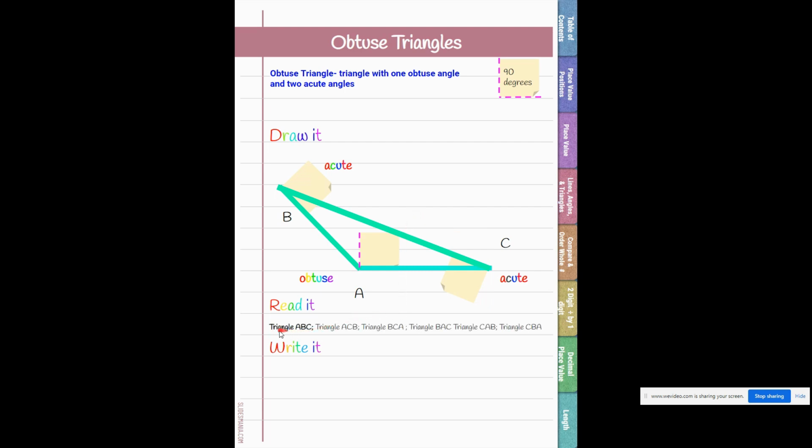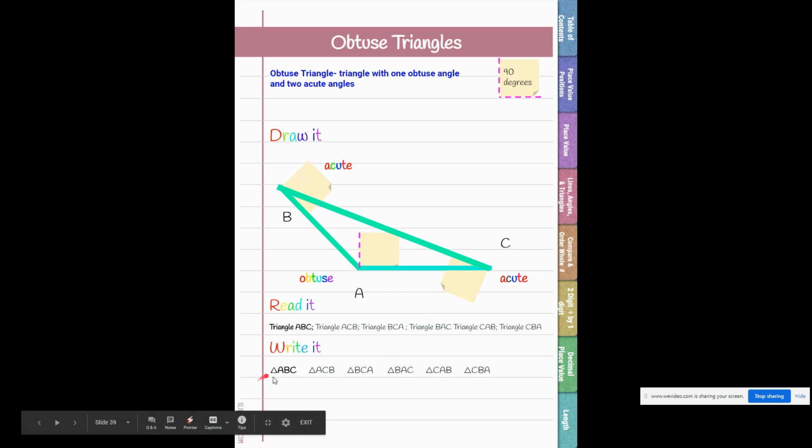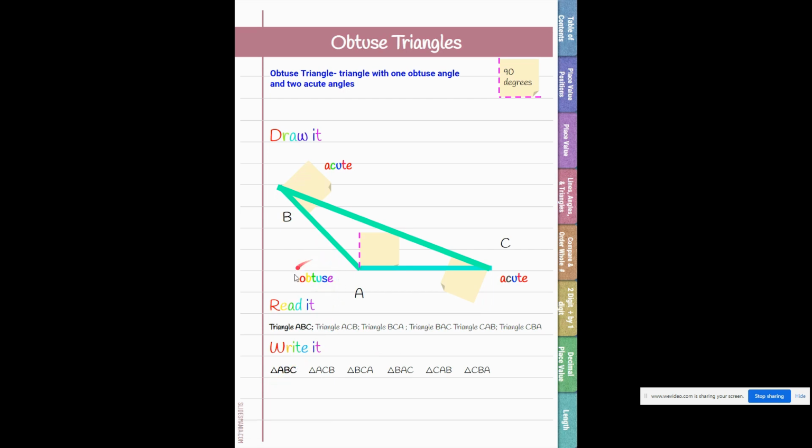So when we read it, we say triangle ABC. You can also say triangle ACB, triangle BCA, and so on. When we write it, we just put the symbol in front. Again, an obtuse triangle has 1 obtuse angle. The other 2 have to be acute, or else we cannot close our triangle.